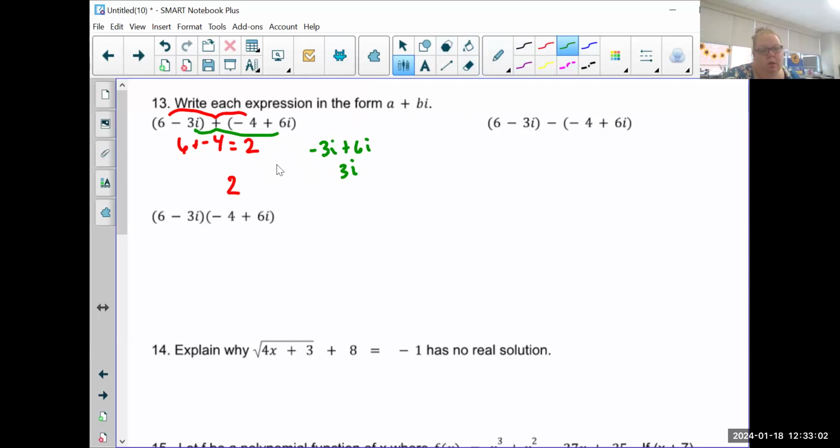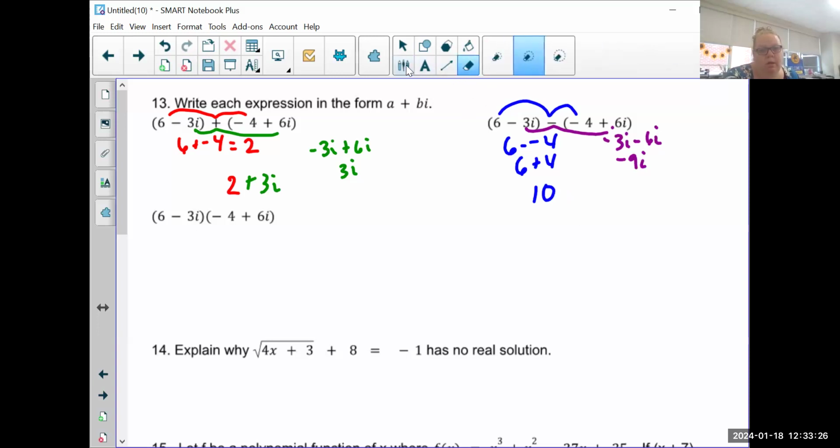2 plus 3i. All right, now we're subtracting over here, so it's going to be 6 minus -4. When we have minus and negative, that really means plus. So this is going to give me 10. And then I'm going to have -3i minus 6i. -3i minus 6i would be -9i. And then that's the last part of our problem. -9i.